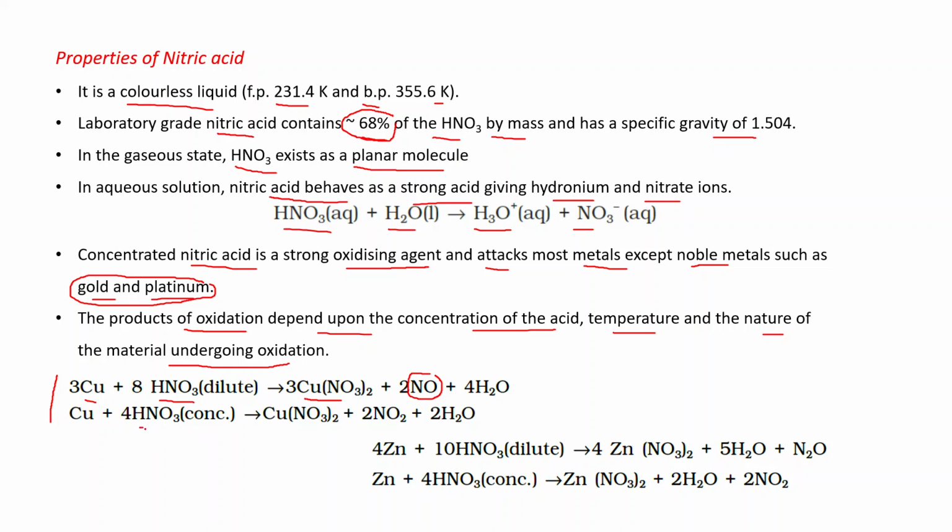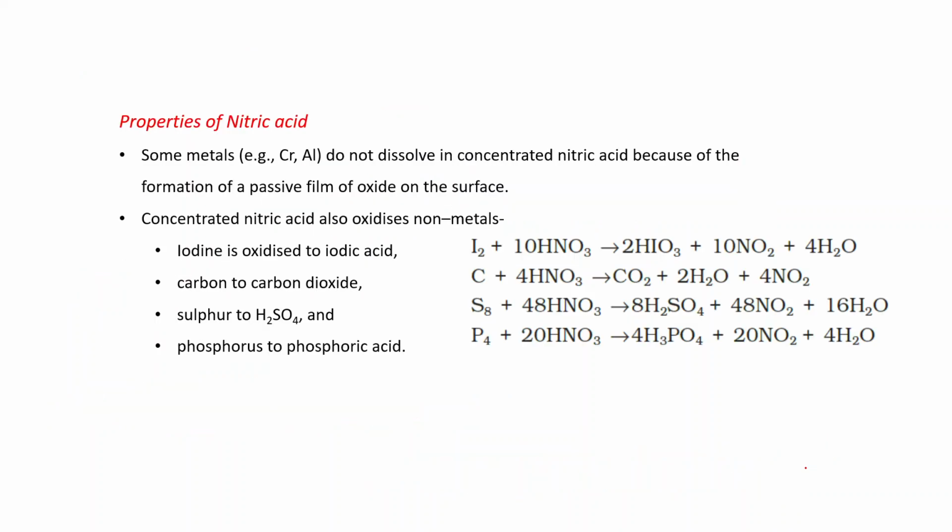But when we take the concentrated HNO3, this is the same, but the difference is nitrogen dioxide gas is produced with the concentrated HNO3. Now if we change the metal, in place of copper we are taking zinc. With dilute HNO3, this will give zinc nitrate and this will form nitrous oxide, N2O. Okay, and with concentrated HNO3, this will give nitrogen dioxide, NO2. Is it clear? So these are the important reactions.